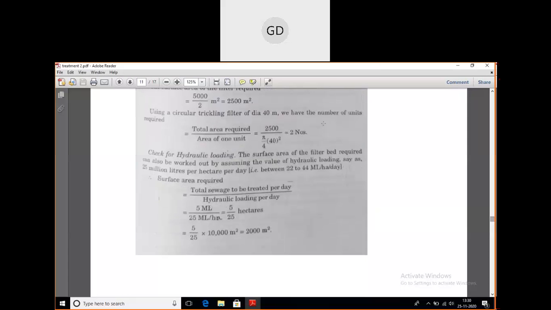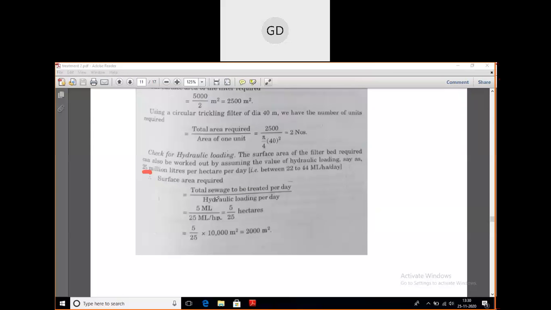How will you find out the hydraulic loading? You see here, it's written that the surface area of the filter bed required can also be worked out by assuming the hydraulic loading. Hydraulic loading we have studied before should be between 22 to 44 million liter per hectare per day. So you assume a medium value. It's written there that normally it is taken to be 25 million liters. So you take it to be 25 million liters.